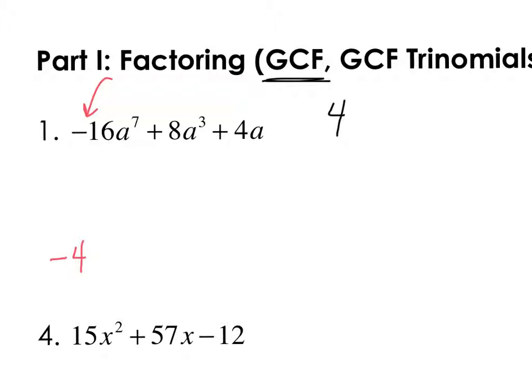For the first term, there are 7 a's. Second term, there are 3 a's. And in the last term, there's just 1 a. The most amount of a's that they all share is 1. So my greatest common factor is going to be negative 4a. And now I'm going to divide everything by my greatest common factor to see what is remaining.